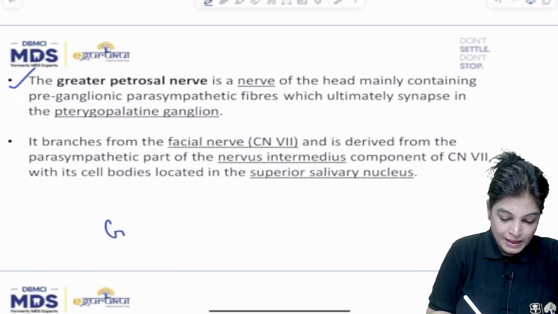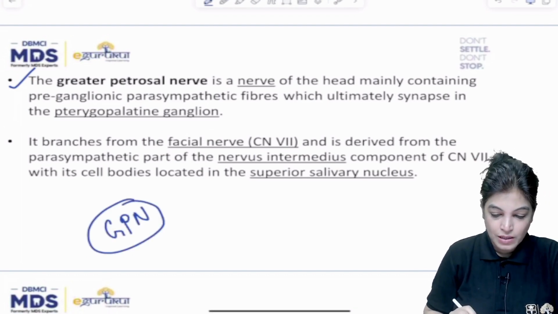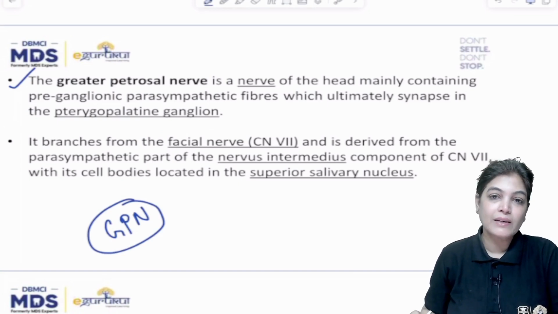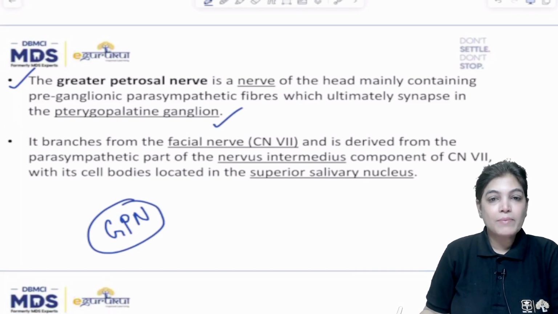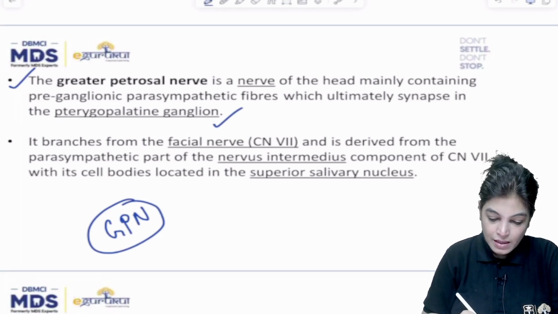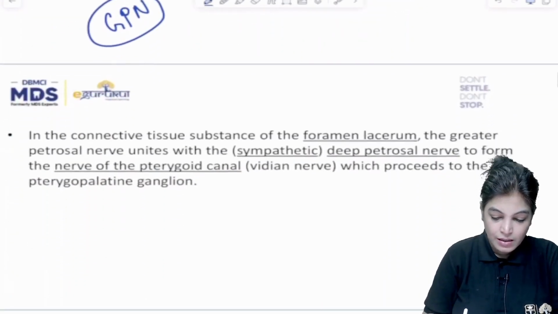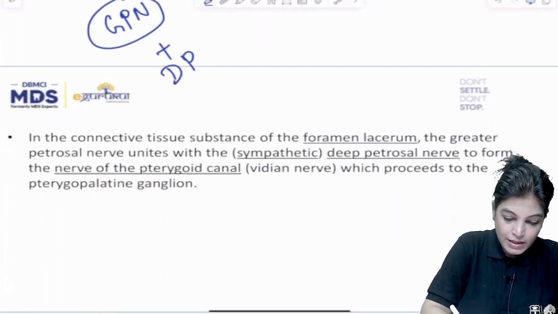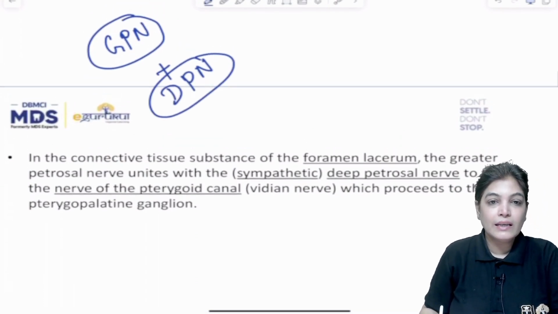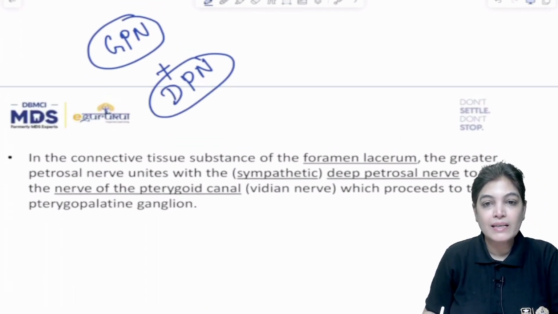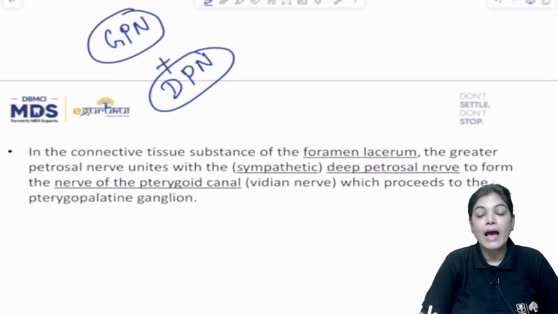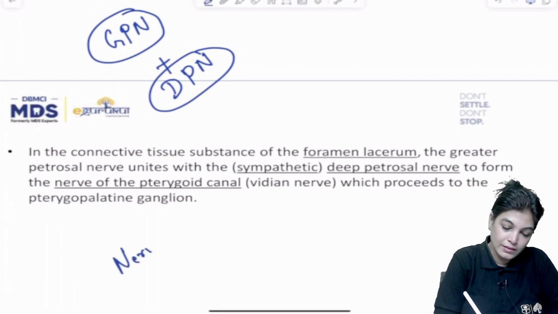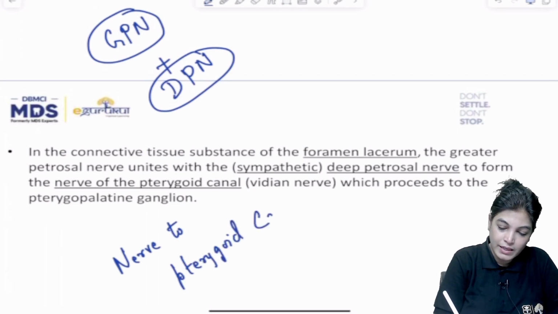When we talk about the greater petrosal nerve, it is a branch of facial nerve which carries preganglionic parasympathetic fibers which synapse in the ganglion. What is the name of the ganglion? Pterygopalatine ganglion. It is a branch of facial nerve which joins with the other nerve called the deep petrosal nerve. In the connective tissue substance of foramen lacerum, the greater petrosal nerve joins with the deep petrosal nerve, which is sympathetic in nature, and forms the nerve to pterygoid canal. The other name of nerve to pterygoid canal is Vidian nerve.